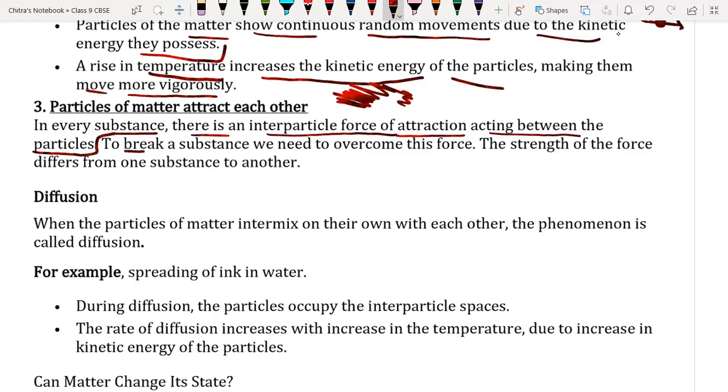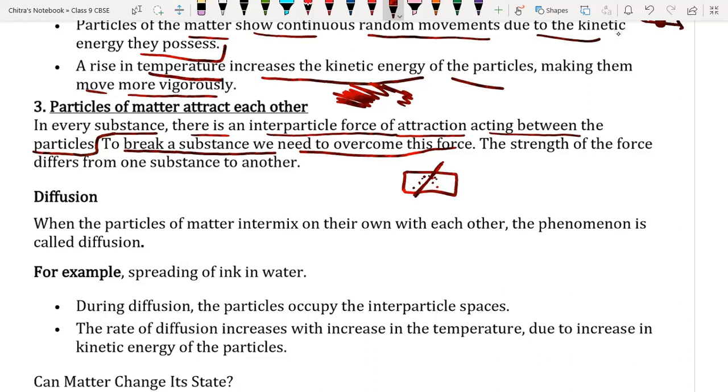To break a substance, we need to overcome this force. Suppose here we have an ice cube, and if you want to break that ice cube into two parts, you have to apply force. Why? Because of the force of attraction between water molecules, which we have to break. Then the piece of ice breaks into two pieces. So that required force we have to apply in order to break matter into two or more pieces.